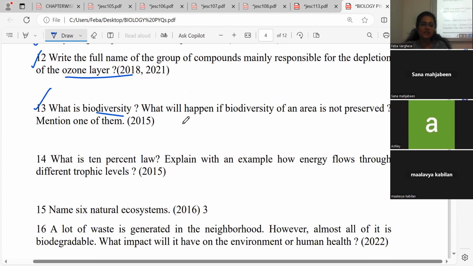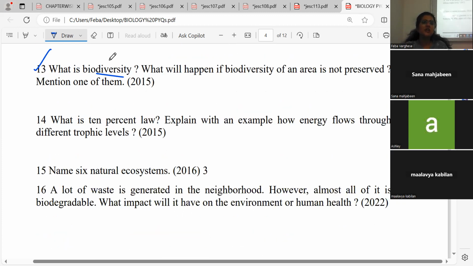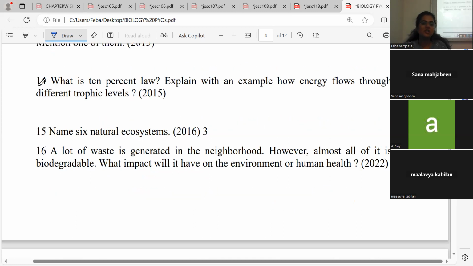Now, what is biodiversity? What will happen if the biodiversity of an area is not preserved? Mention one of them. The variety of living organisms in a particular environment is called biodiversity. And if the biodiversity of an area is not preserved, it's going to create an imbalance in the ecosystem. It's going to disrupt the balance of the ecosystem. All the food chains will be affected and there will be a decline in the number of organisms. Even the land can turn barren and it can even cause the extinction of some species.